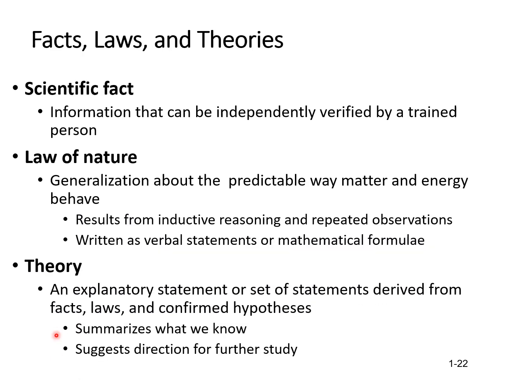And then finally, scientific fact is something that can be independently verified. You have laws of nature. These result from inductive reasoning and repeated observations. So a law of nature would be like the law of gravity. A theory, on the other hand, is an explanatory statement or a set of statements derived from facts, laws, or confirmed hypotheses. So we don't know if they're actually true because it's a theory, but we're going to keep studying it until we can make it into a law or a fact.